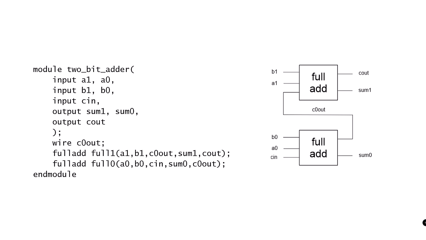A 1-bit adder that generates a sum and a carry is known as a full adder. We can string together full adders to create n-bit adders. In this case, we've built a 2-bit adder out of 2 full adders.